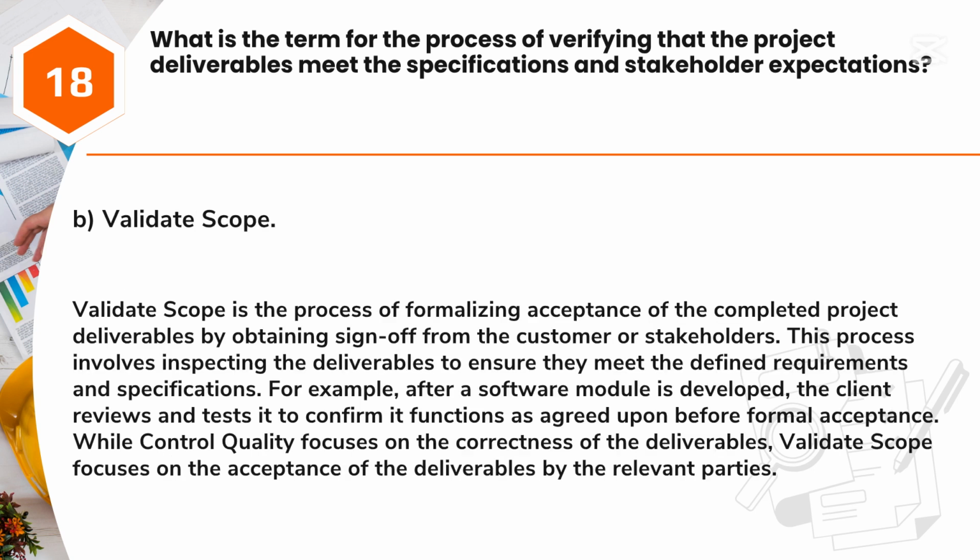Answer: B. Validate scope. Validate scope is the process of formalizing acceptance of the completed project deliverables by obtaining sign-off from the customer or stakeholders. This process involves inspecting the deliverables to ensure they meet the defined requirements and specifications. For example, after a software module is developed, the client reviews and tests it to confirm it functions as agreed upon before formal acceptance. While control quality focuses on the correctness of the deliverables, validate scope focuses on the acceptance of the deliverables by the relevant parties.